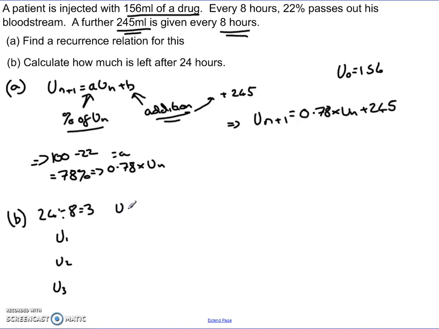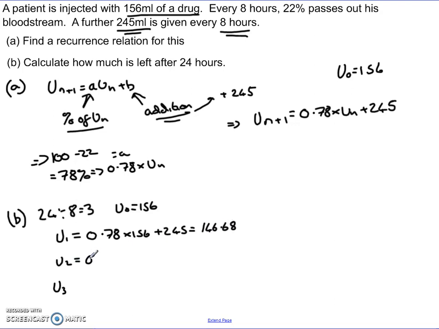So we start at u0, which we know is 156. We then know that u1 is equal to 0.78 times that 156, so it's times the u0, plus 245, so the extra dosage that the person gets in. Once we've done that, you just fire it straight into a calculator. We end up getting 146.68. We then go on to u2.